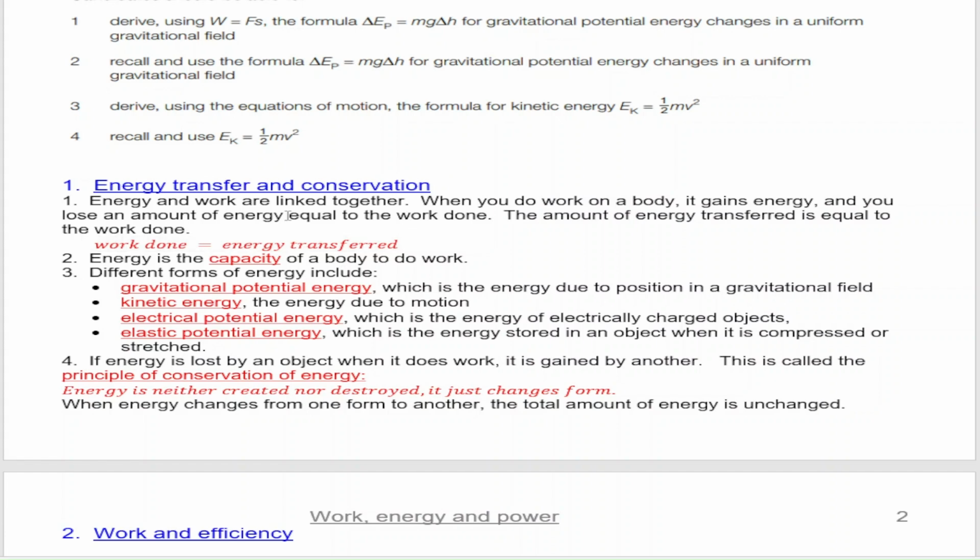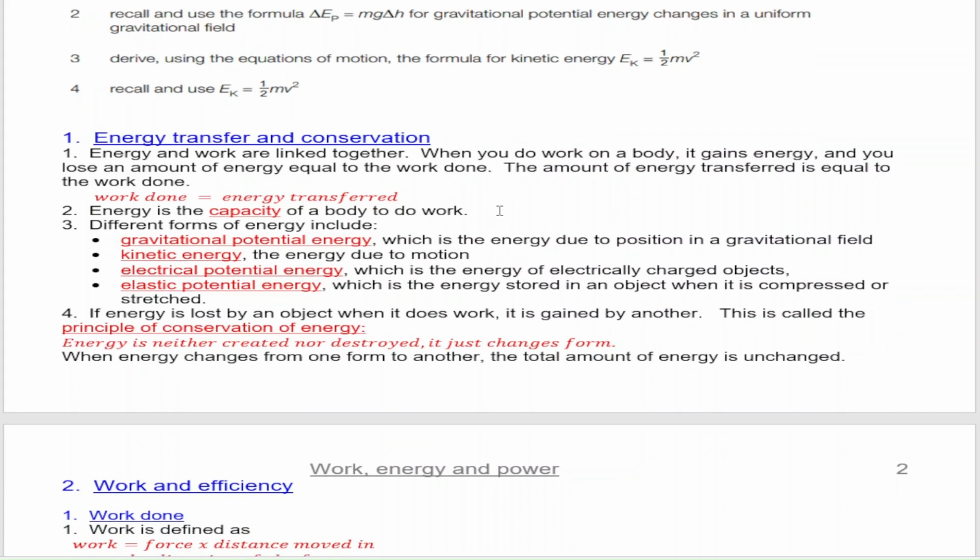So energy and work are linked together. When you do work on a body, it gains energy and you lose an amount of energy equal to the work done. So the amount of energy transferred is equal to the work done. And energy is defined as the capacity of a body to do work. Different forms of energy include gravitational potential energy, kinetic energy, electrical potential energy, elastic potential energy. So these are covered in depth in the IGCSE syllabus.